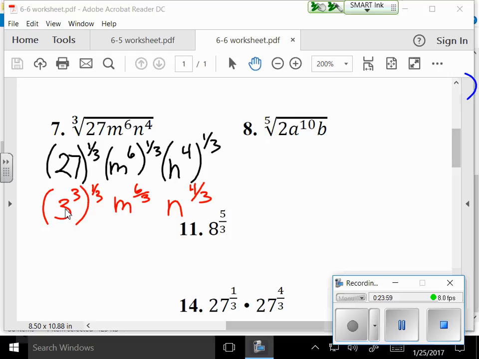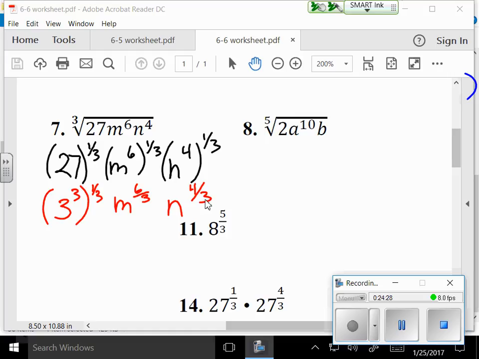I took the 27 and broke it up as 3 to the 3rd power. The reason is, in the next step, I'm going to multiply my exponents together here. 3 times a 3rd is 1. So this simplifies to just 3. m to the 6 over 3, because I multiplied my exponents together here, 6 times a 3rd is 6 over 3, or 2. So this is going to simplify to m squared.